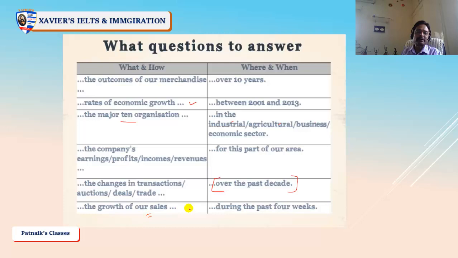The growth of our sales. Now see, the growth of our sales, either it might have risen to a particular point, or it might have fallen down, right? So during the past 4 weeks, it's talking about the past 4 weeks. So whatever the changes, whether it grew upward, or whether it has fallen down, right? The growth of our sales increased during the past 4 weeks, or the growth of sales is significant during the past 4 weeks. This way we can complete the sentence, right? So this way it will help you to frame the sentences while seeing the task 1.